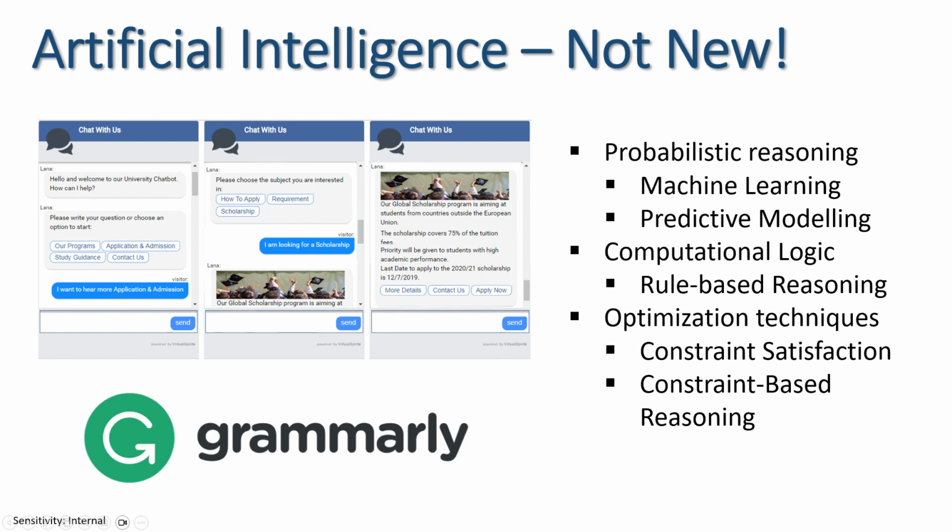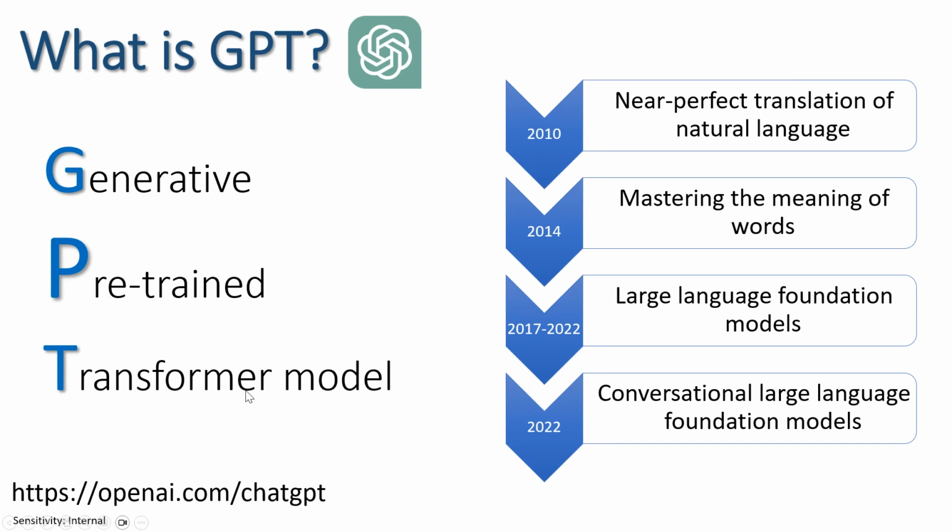But what is generative AI? In order to answer that, we can perhaps start with an example of one tool which brought generative AI to the public fore, and that is ChatGPT. ChatGPT is one example of a generative AI tool. It stands for Generative Pre-trained Transformer Model.